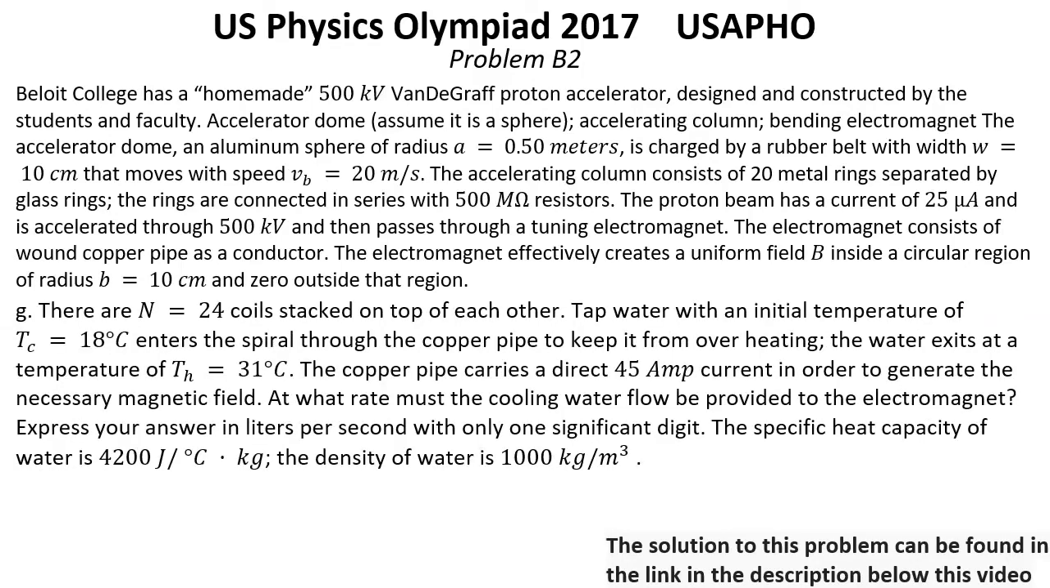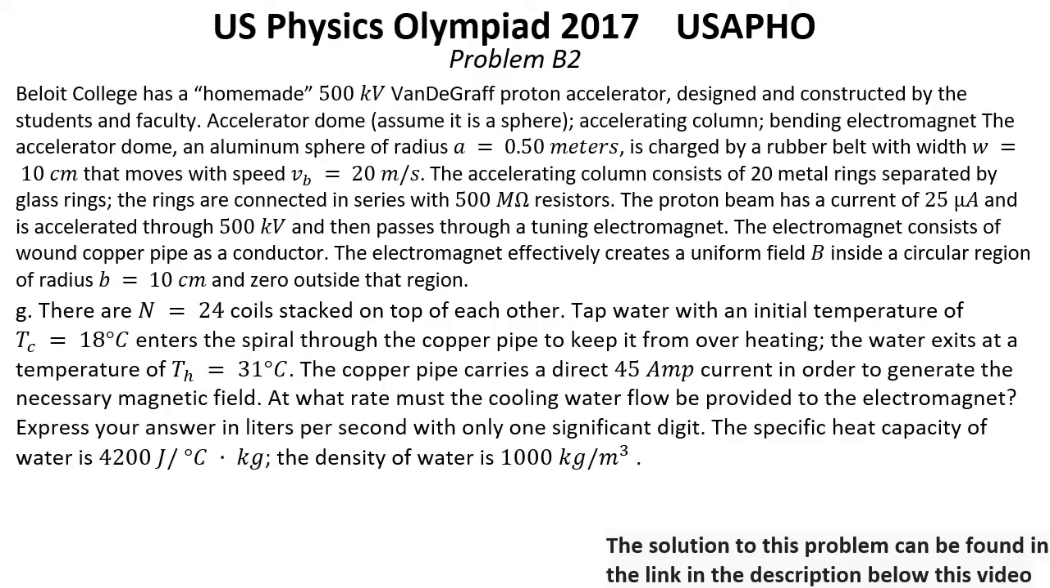Question G. There are N equal 24 coils stacked on top of each other. Tap water with an initial temperature of TC equal 18 degrees Celsius enters the spiral through the copper pipe to keep it from overheating. The water exits at a temperature of TH equal 31 degrees Celsius. The copper pipe carries a direct 45 ampere current in order to generate the necessary magnetic field. At what rate must the cooling water flow be provided to the electromagnet?